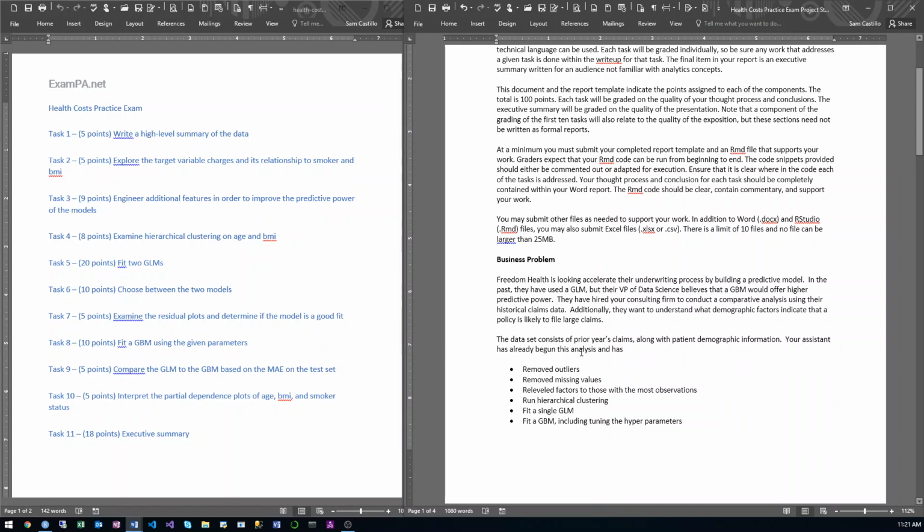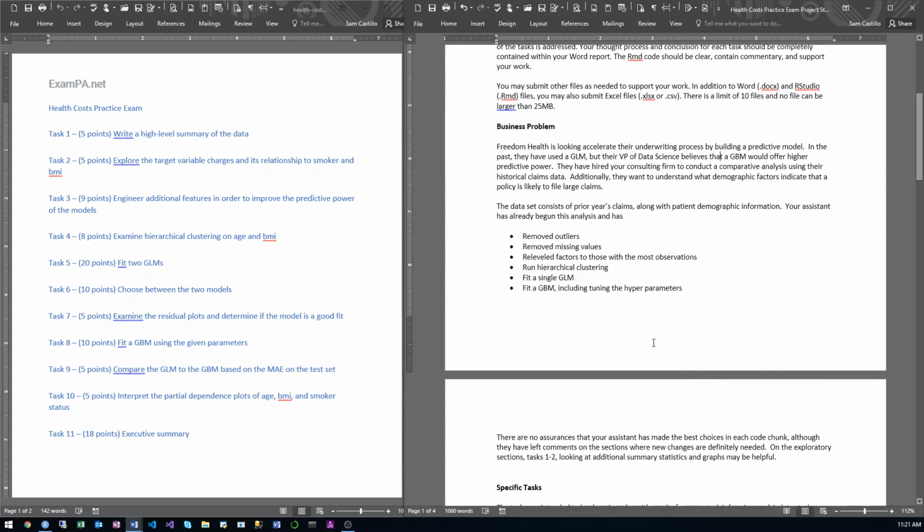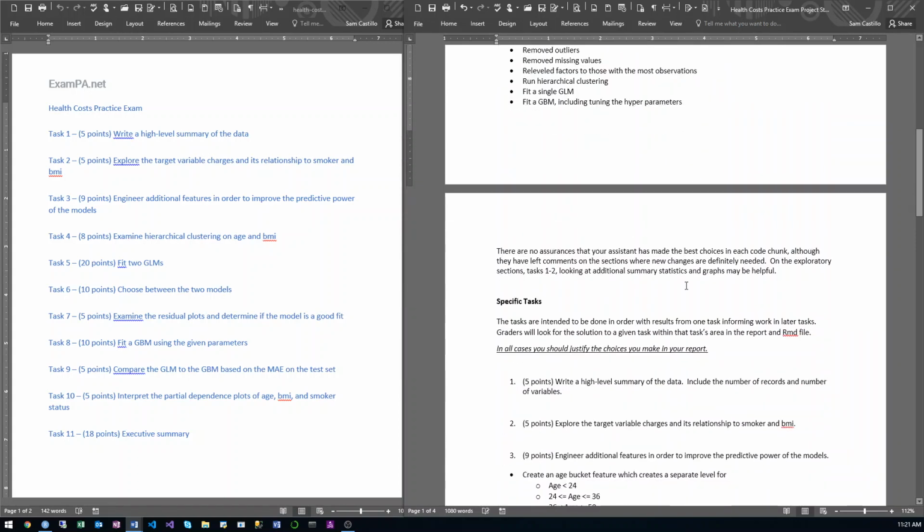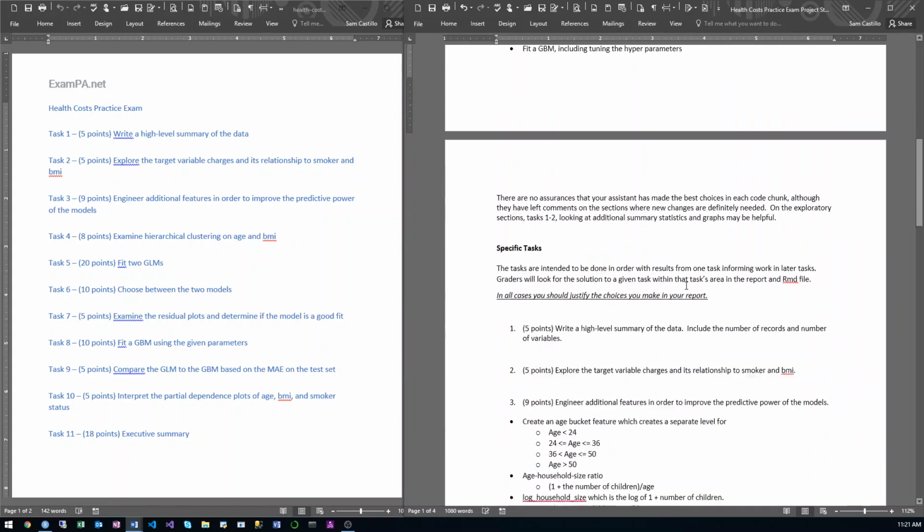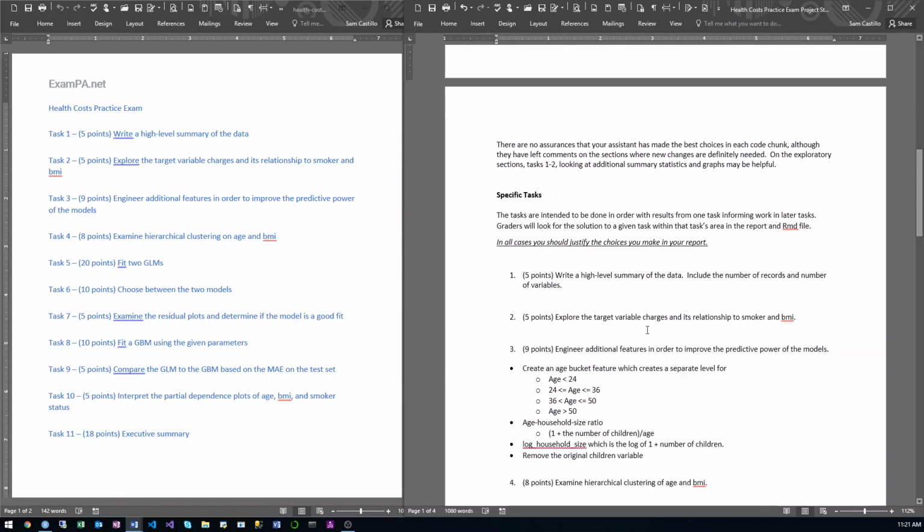Your assistant has already begun this analysis and has removed outliers, missing values, releveled factors to those with the most observations, run a hierarchical clustering, fit a single GLM, fit a GBM, including tuning the hyperparameters. There are then a list of specific tasks to go through.